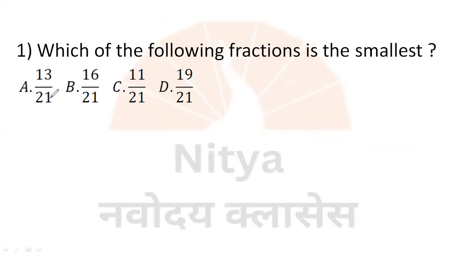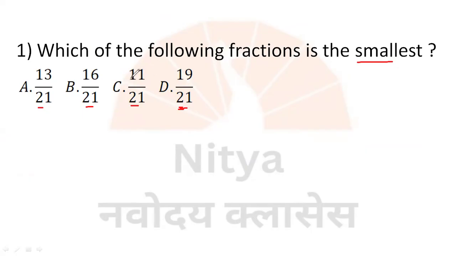So, these are like fractions. See, where the denominators are the same, it means they are like fractions. In like fractions, the greater numerator will be the greatest fraction and the smaller numerator will be the smallest fraction. We already know that. So, here we have to find the smallest fraction. Okay, so check out the numerators. See here: 13, 16, 11 and 19.